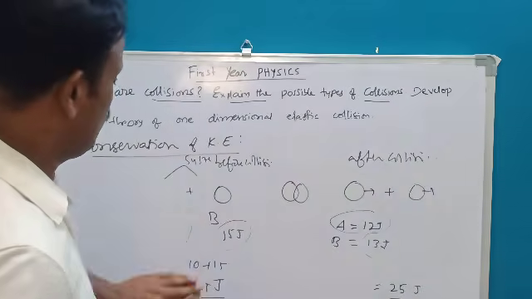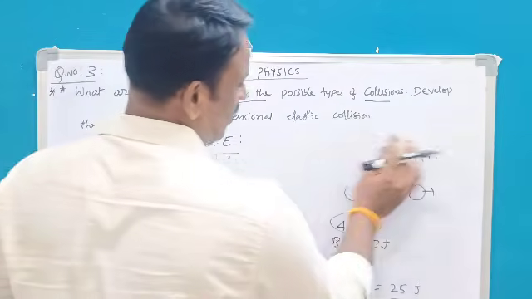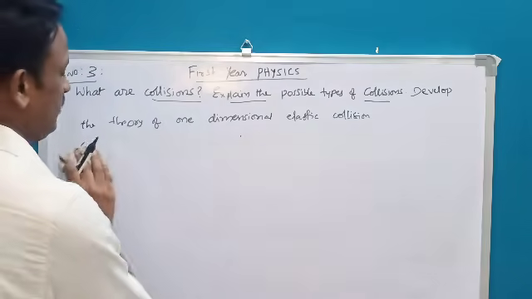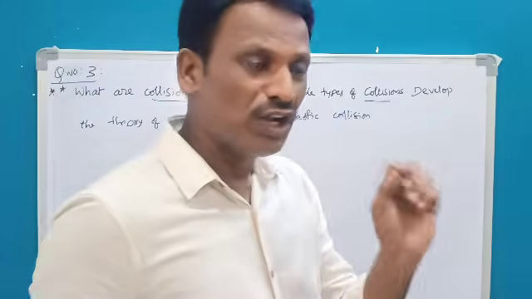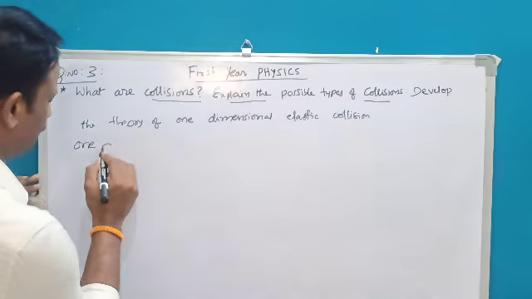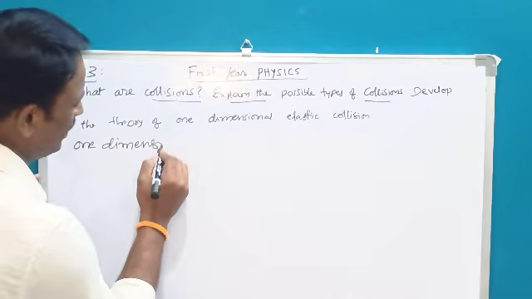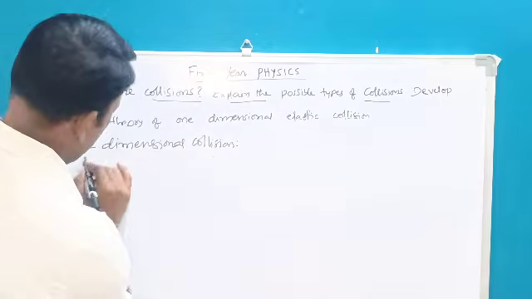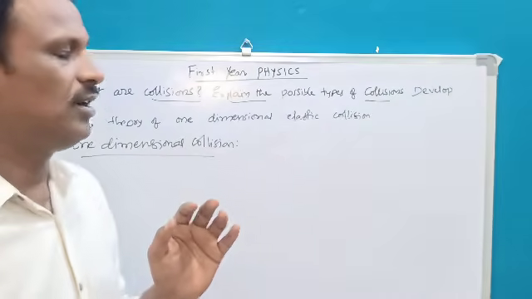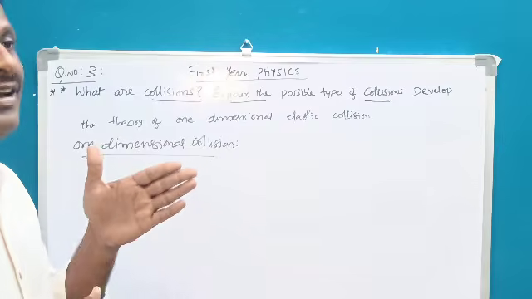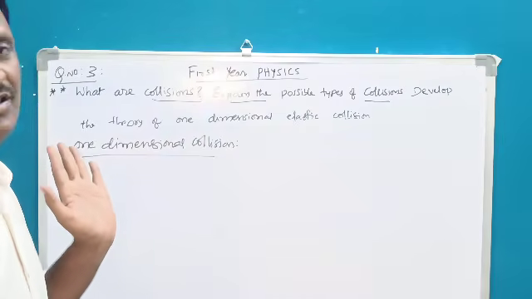So in elastic collision, both the momentum and kinetic energy are conserved, whereas in inelastic collision, only momentum is conserved. Now what is one-dimensional collision? In one-dimensional collisions, as the bodies are moving along a particular straight line, the direction of velocity is a straight line before and after collisions.